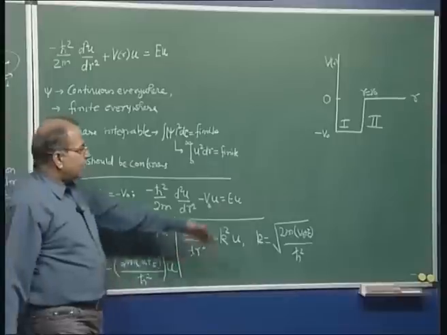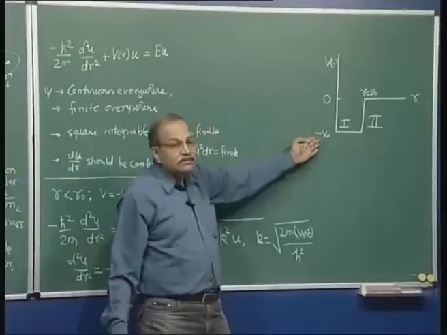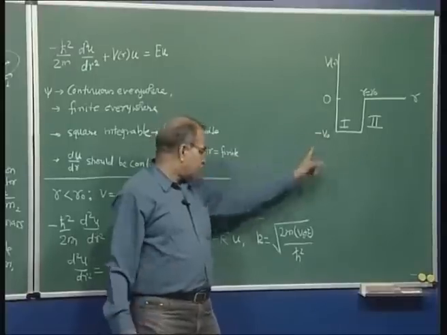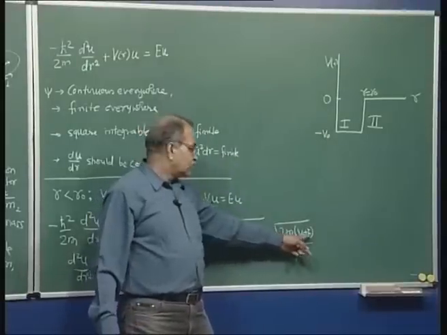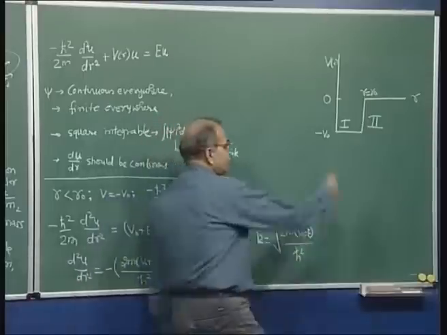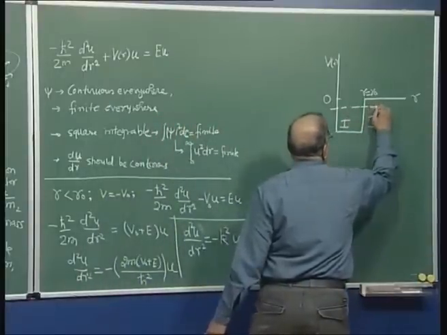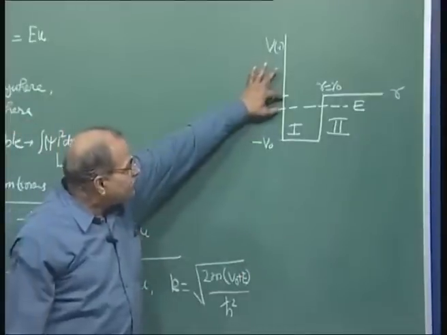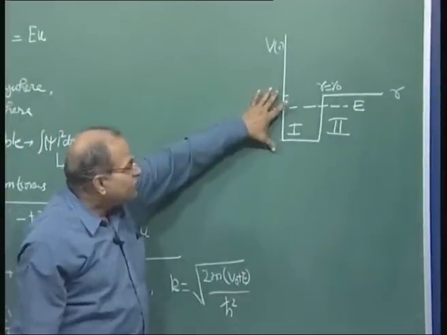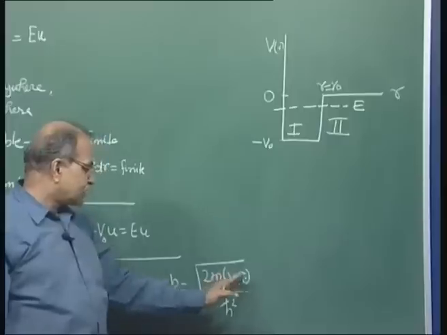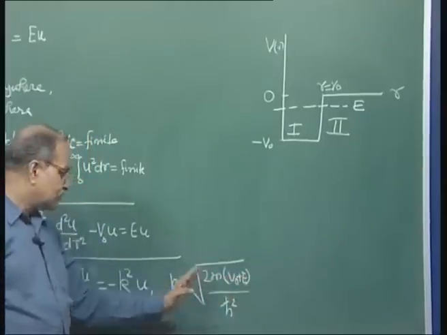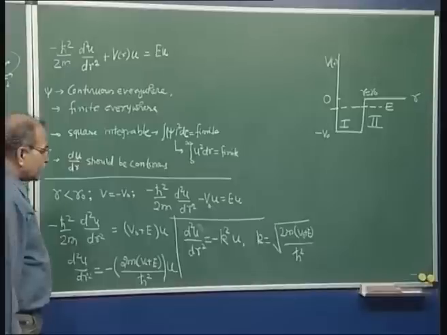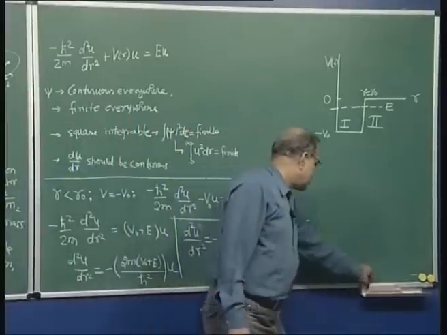The potential I had written is minus V naught. So that means this V naught is a positive quantity. This E is a negative quantity, the energy of the deuteron that is going to come. So E is negative, but the magnitude of E is smaller than the magnitude of V naught. So V naught plus E will be positive, and this will be a real quantity. d2u/dr square is equal to minus k square u.